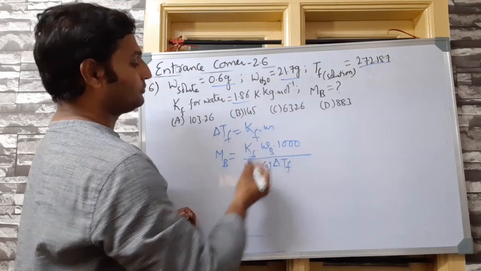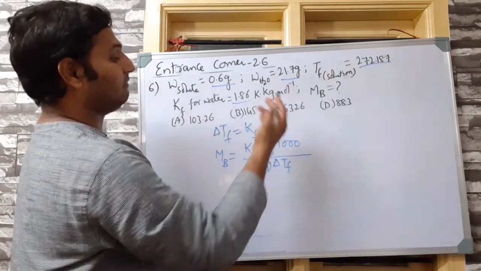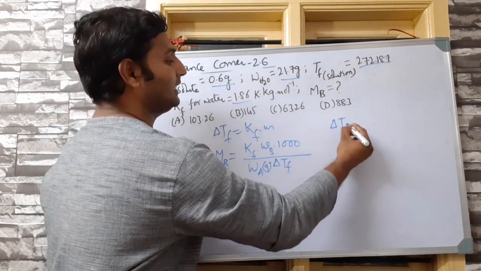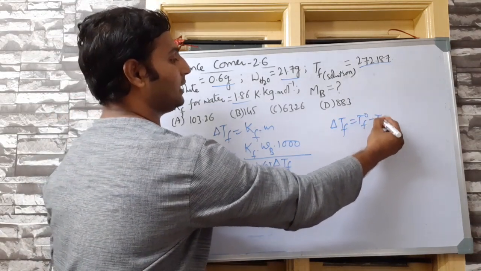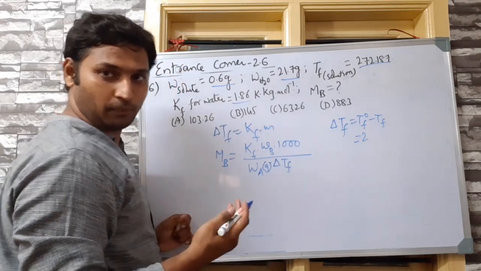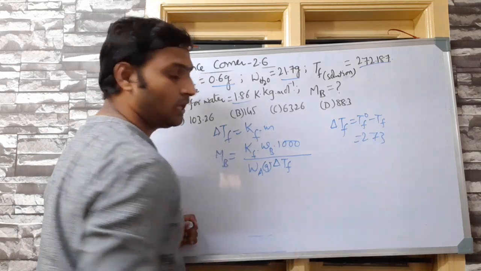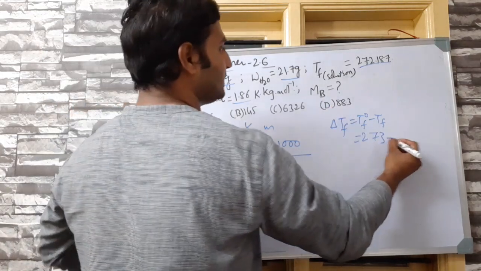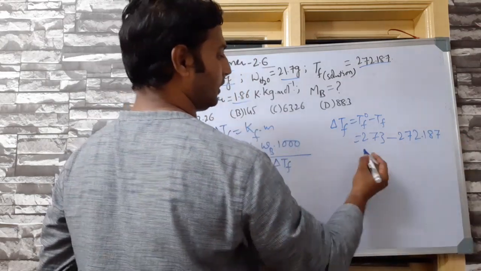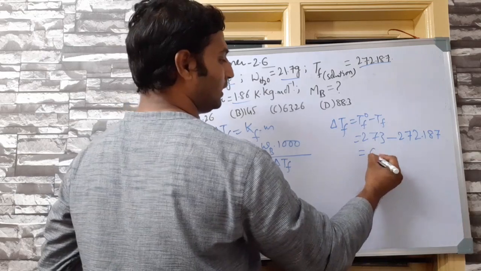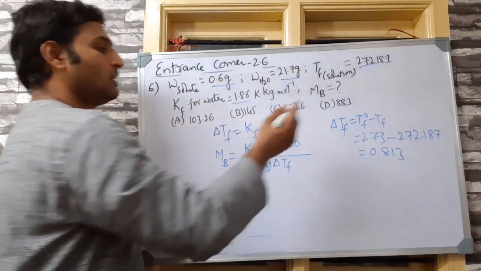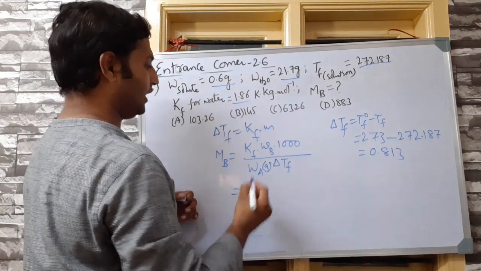Okay, now we have everything that is required. Only thing is we need to calculate delta Tf and substitute here. Delta Tf is equal to Tf naught minus Tf, as I told you. Tf naught, that is freezing point of pure water, is 273 Kelvin, 0 degrees Celsius, minus this 272.187 Kelvin. If you subtract, you will get 0.813. Now 0.813 is delta Tf, and rest of the values substitute here.